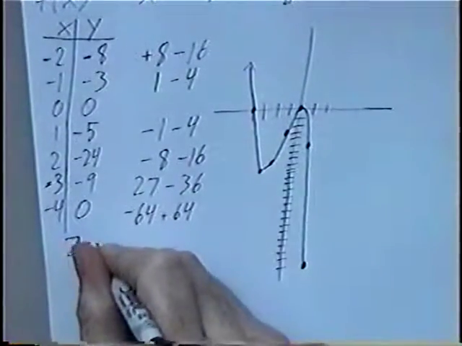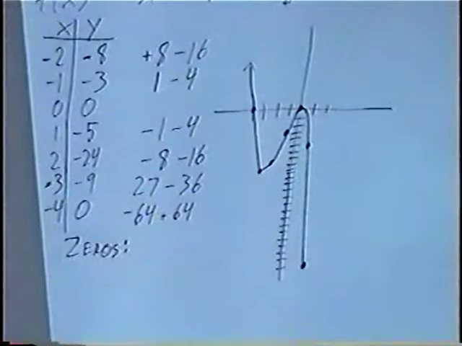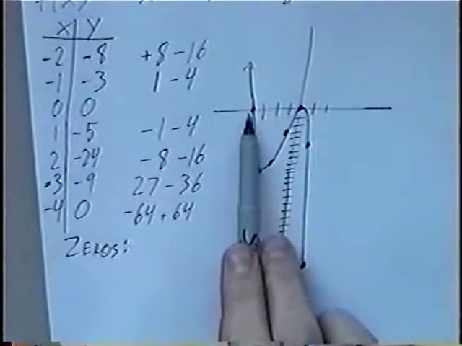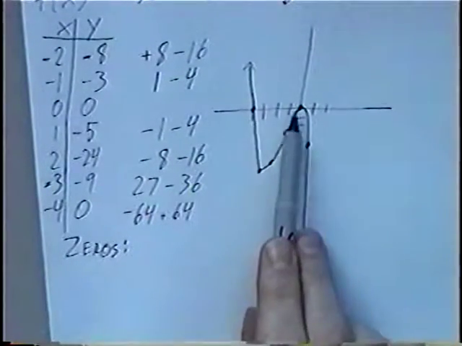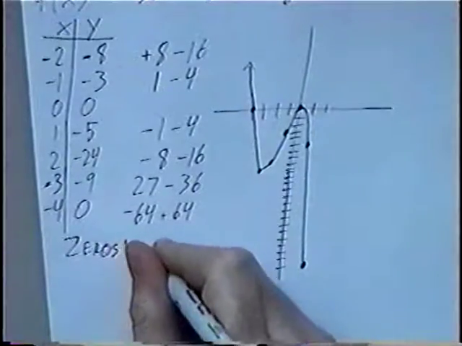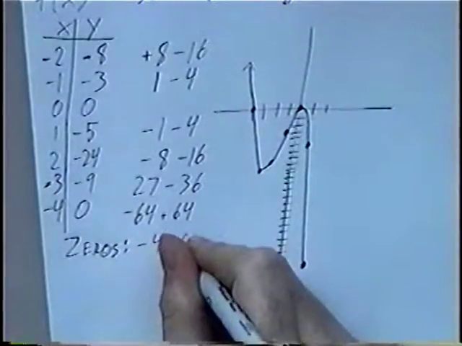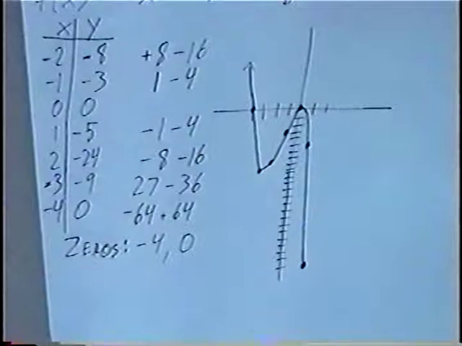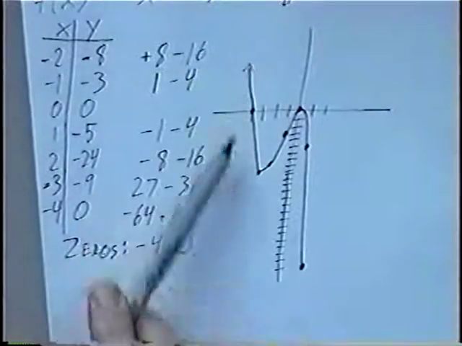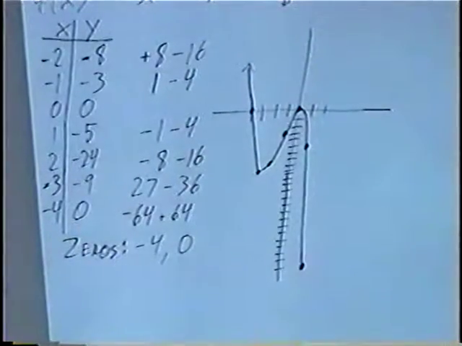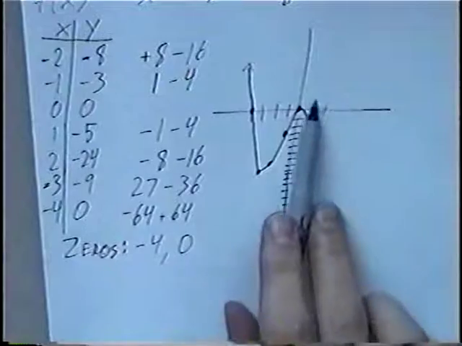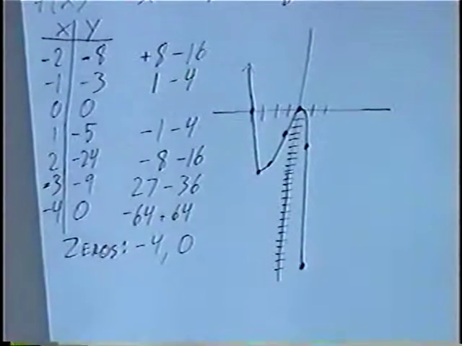Zeros again are where it crosses the x-axis. In this case we have two zeros and they both point at integers. We have negative 4 and 0, so the two zeros would be negative 4 and also 0. To find the max and min, or relative max and relative min, again ignore the ends of the graph where it goes off to positive and negative infinity, and only look at the curves in the middle for the relative max and relative min.